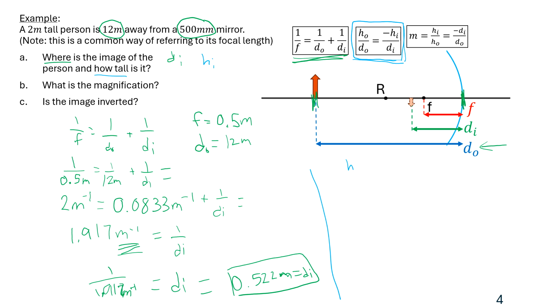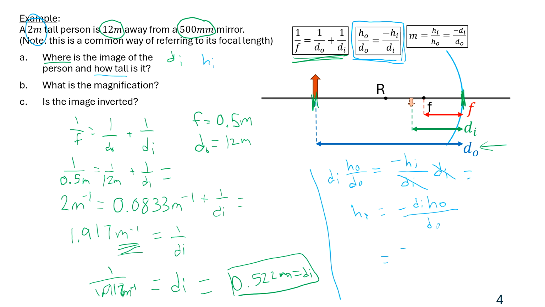Now we know everything we need because we already discussed. HO is the height of the object. That's going to be the 2 meters, 2-meter tall person. DO is the distance. That's the 12 meters. And we don't know HI, but we now know that DI is 0.522 meters. So to get HI by itself, I can multiply both sides by DI, and multiply by a -1 as well. And so HI is equal to negative DI HO over DO.